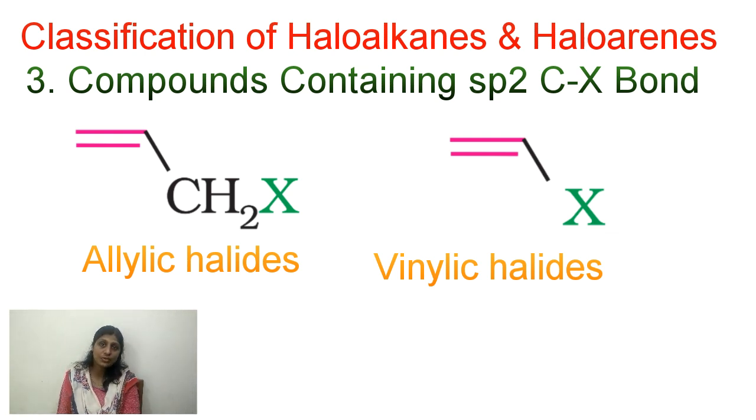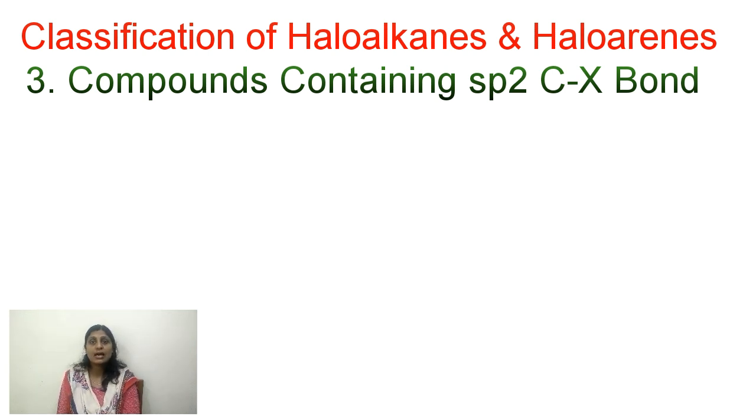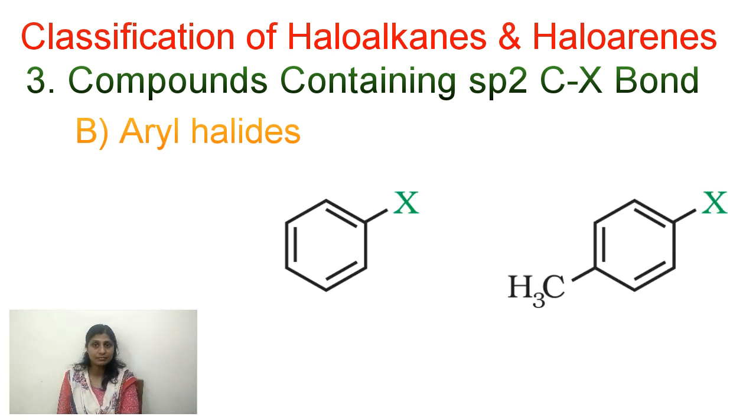But in the case of vinylic halides, for example CH2=CHX, the halogen is attached to the carbon atom, that is the alpha carbon atom, which is itself sp2 hybridized. That is, it has a double bond. Get the difference, no? Next is aryl halide. The compound in which the halogen atom is bonded to an sp2 hybridized carbon atom of the aromatic ring. That is, the halogen atom is directly attached to the benzene ring or aromatic ring.